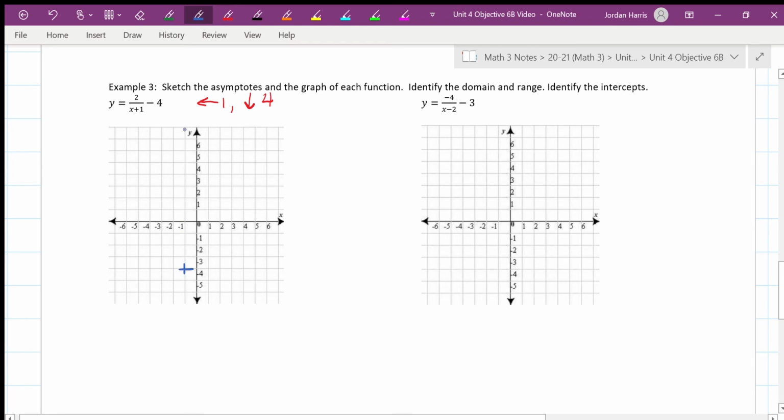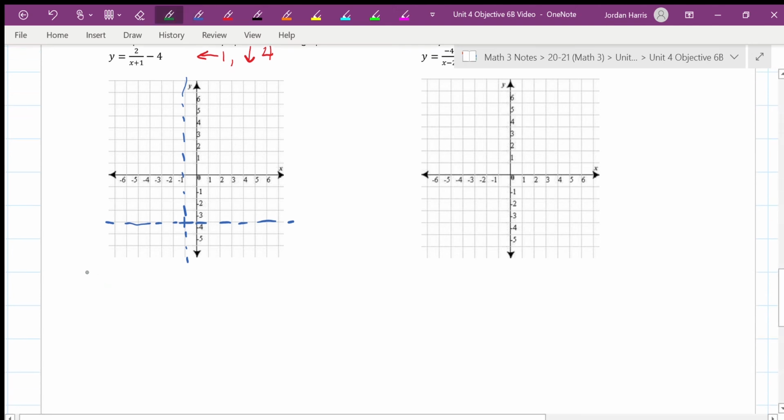Put a little plus sign right there, and then draw in your asymptotes real quick. Make sure they go through that spot. There we have it. Asymptotes done. Next, we need our intercepts. So we need our x and y intercepts. So start with the y-intercept.